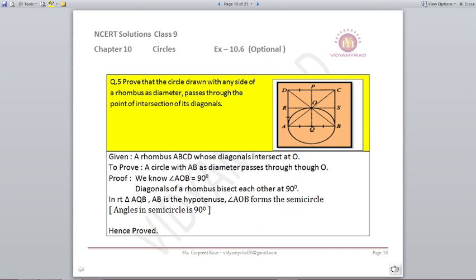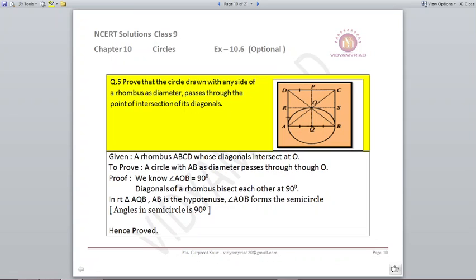Question number 5. Prove that the circle drawn with any side of a rhombus as diameter passes through the point of intersection of its diagonals. Now here we are given there is a rhombus ABCD whose diagonals intersect at O. So we need to prove a circle with AB as a diameter passes through O, and angle AOB comes out to be 90 degrees.